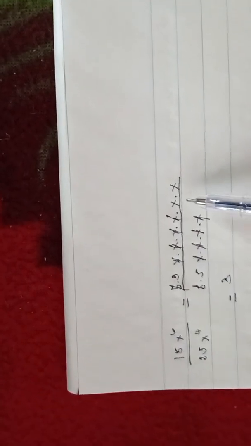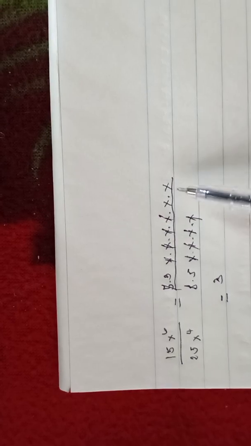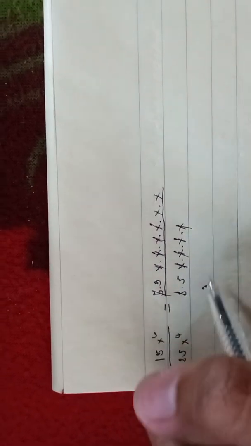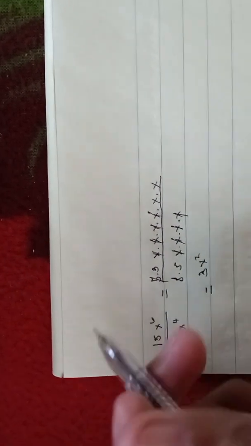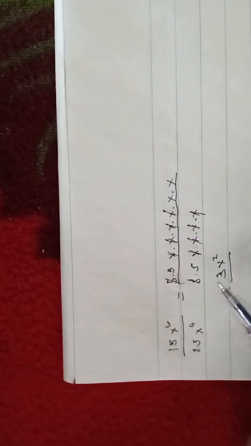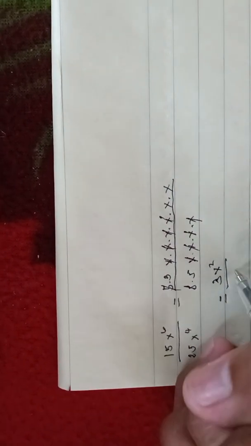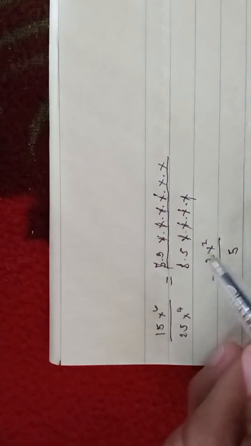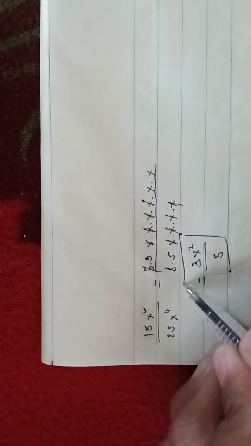3. Nakikita natin na may dalawang x. We know that x times x is equal to x squared. So, magiging 3x squared, and ang natira na sa denominator is only 5. And this is our final answer: 3x squared over 5.